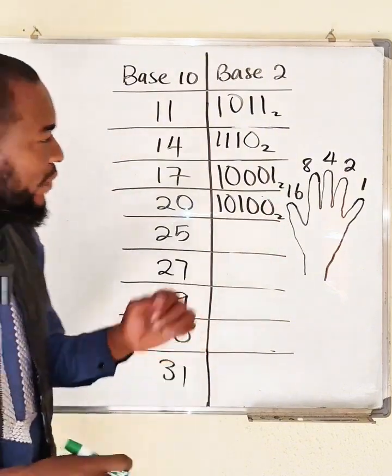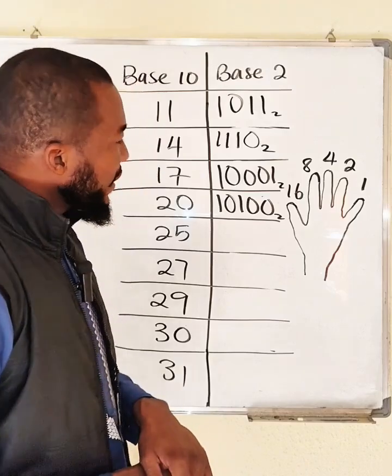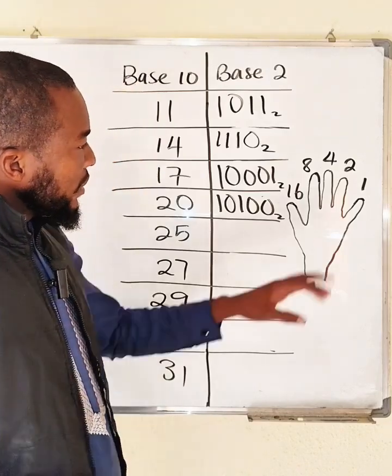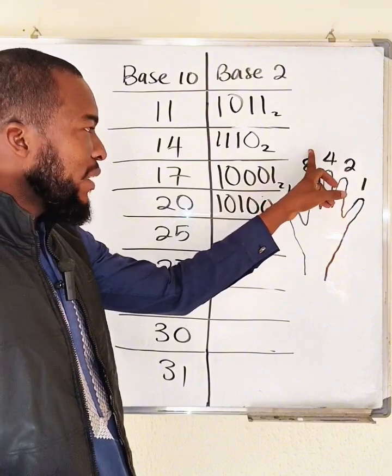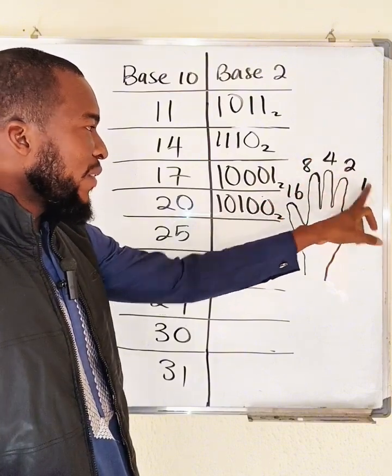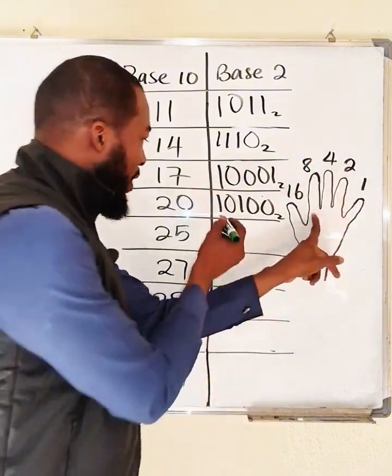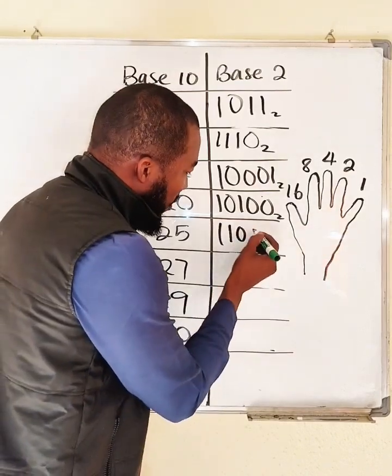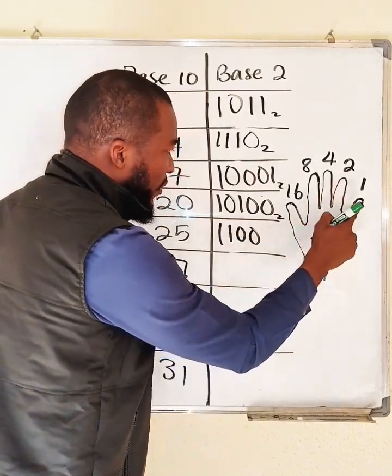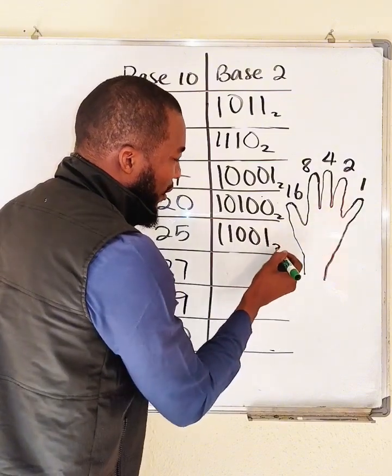Then 25, where can I see 25? 16 and 8 will give us 24, right? Then 1, that is 25. So it will be 1, 1. Let me write 1, 1. These two zeros, these two fingers are folded. So the last one is 1.